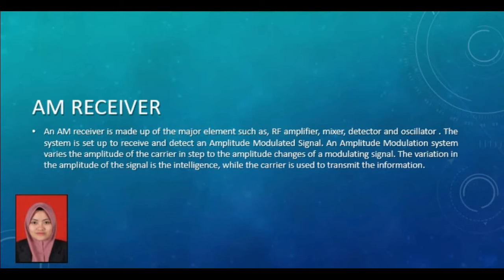An AM receiver is made up of major elements such as an RF amplifier, mixer, detector, and oscillator. The system is set up to receive and detect an amplitude modulated signal. An amplitude modulation system varies the amplitude of the carrier in step with the amplitude change of a modulating signal. The variation in the amplitude of the signal is the intelligence, while the carrier is used to transmit the information.